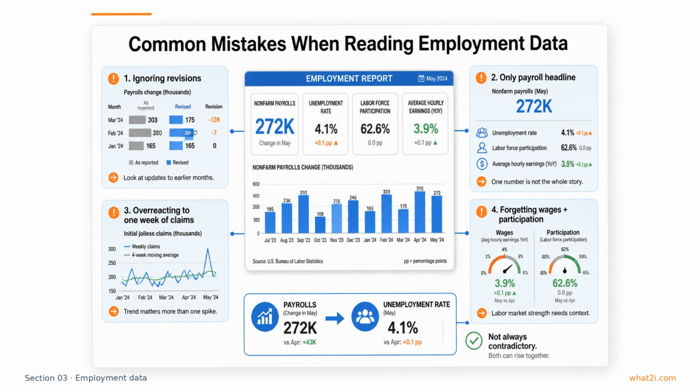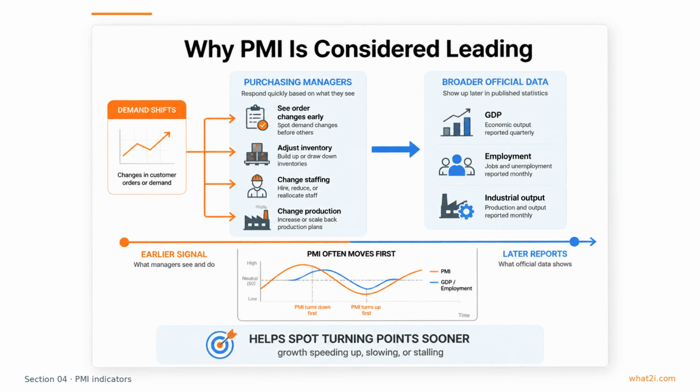PMI is considered a leading indicator because purchasing managers often see shifts in business activity before those shifts show up in official statistics. If orders start slowing, managers may cut inventory, slow hiring, or reduce production almost immediately. Those business adjustments can happen well before slower moving reports such as GDP or employment fully reflect the change. The same is true on the upside when orders strengthen and firms respond quickly. That is why PMI can help traders spot turning points earlier than many traditional indicators. It does not predict perfectly, but it often gives an early signal that the economic trend is changing.